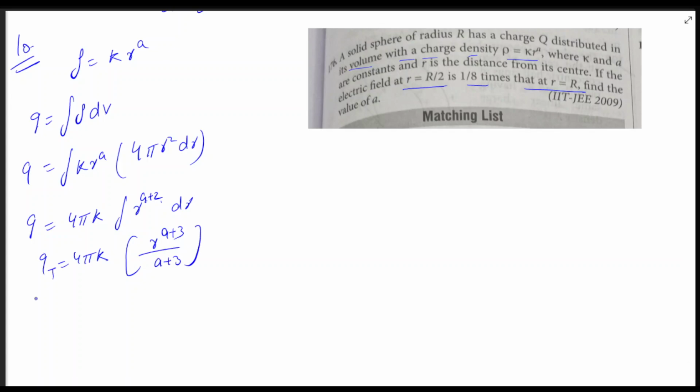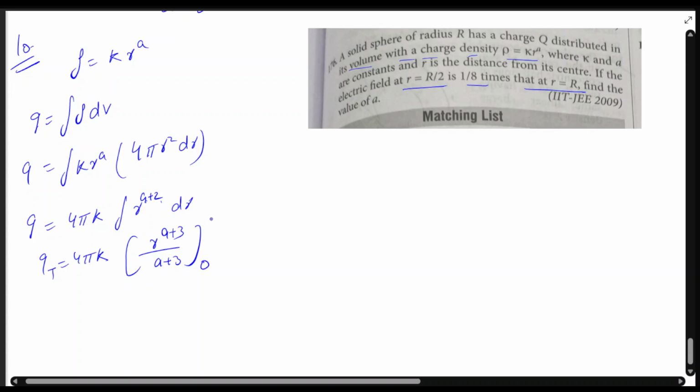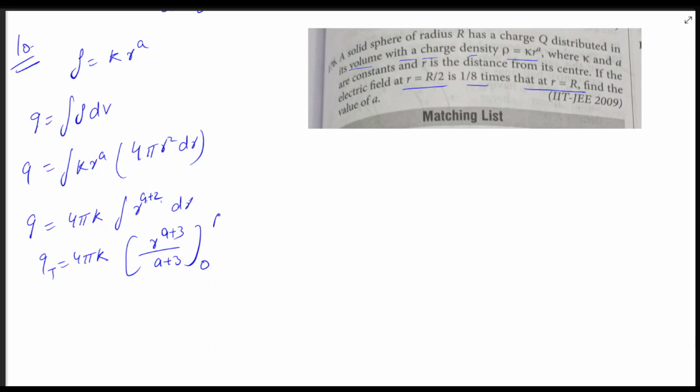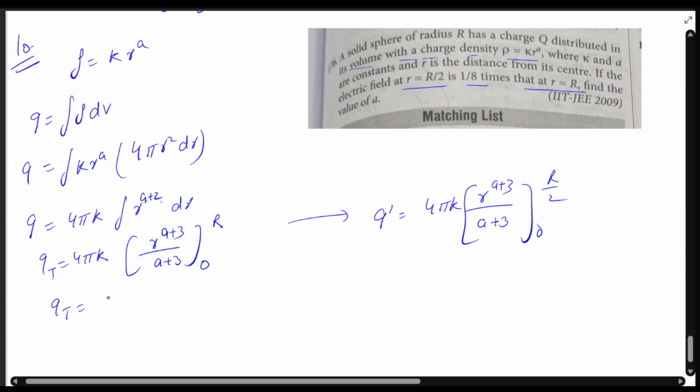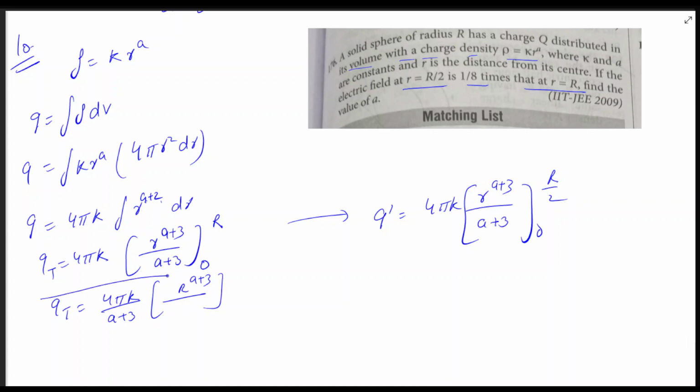Okay, Q total, so from 0 to something. In the first case, we can write 0 to R, it will be Q total. And for the second case, Q dash will be 4 pi K times r to the power A plus 3 by A plus 3, from 0 to R by 2, right? So for Q total, we simply get 4 pi K by A plus 3 times R to the power A plus 3.